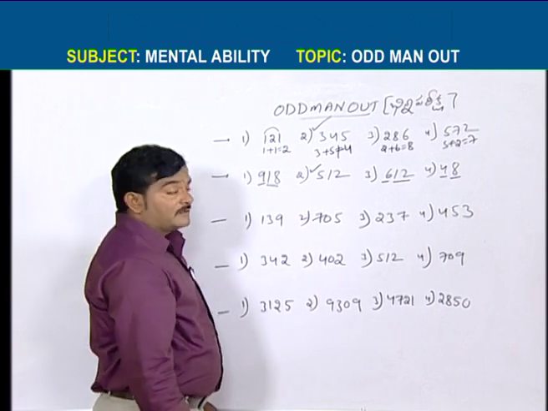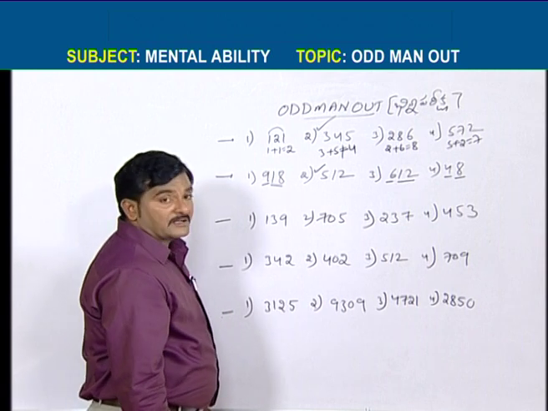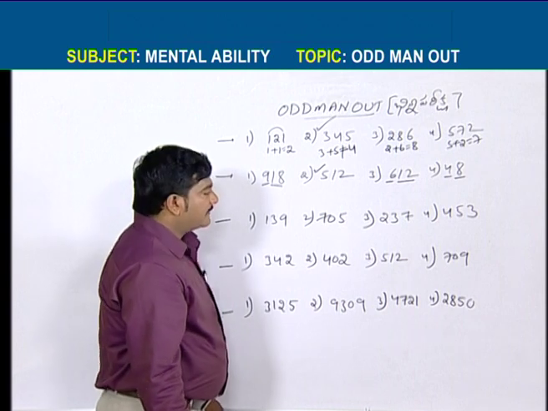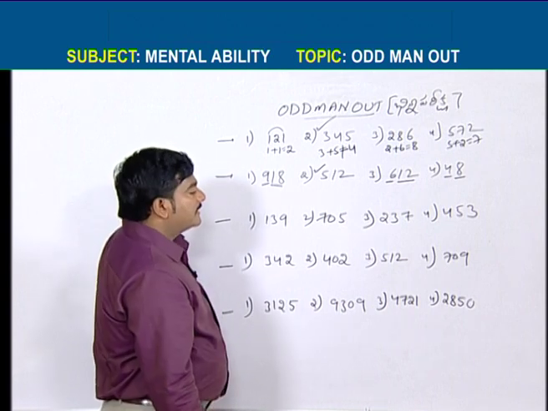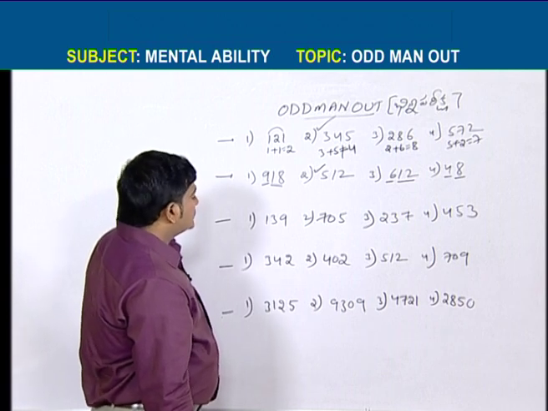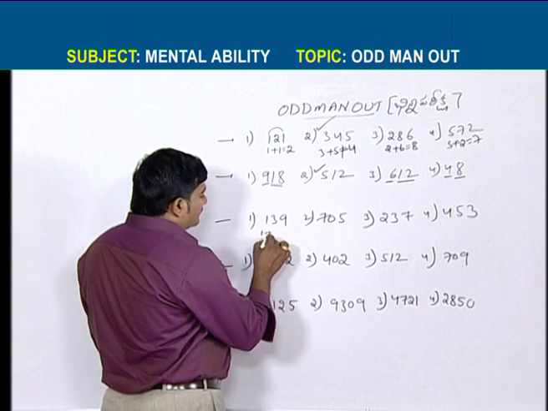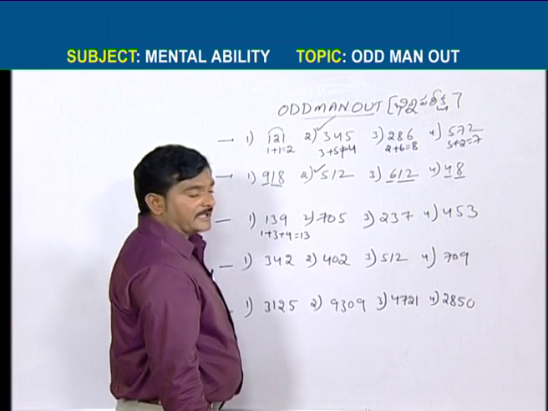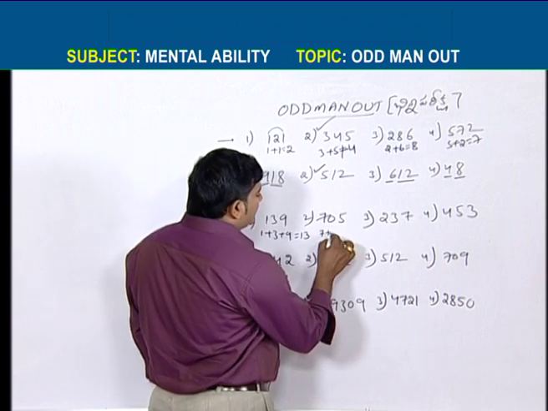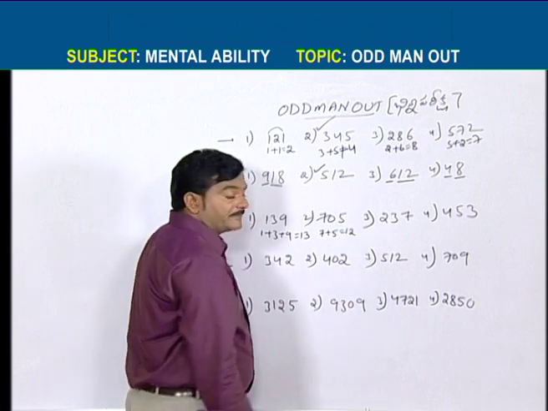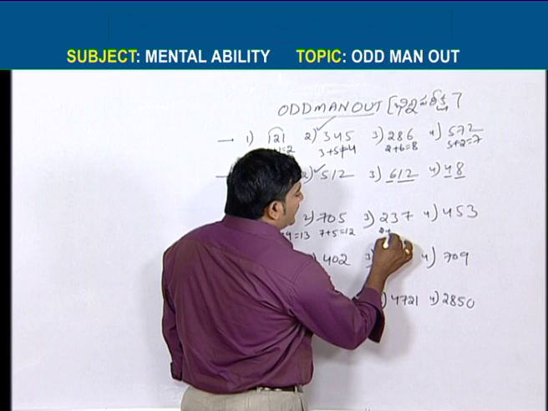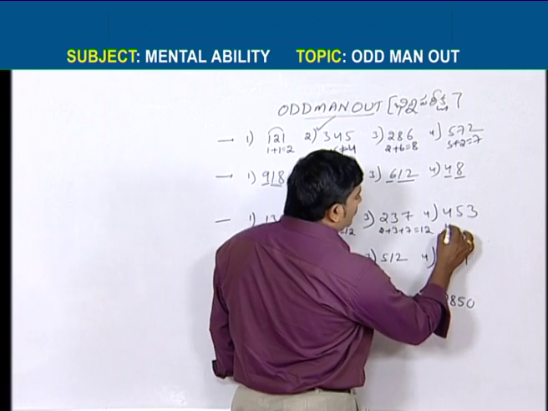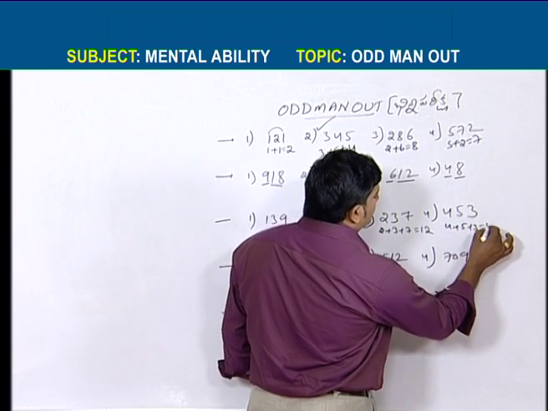Similarly, observe this: 138, 705, 237 and 453. See what is the logic involved in this question. Add all these numbers. 1 plus 3 plus 9, how much am I getting? 13 I am getting. Similarly 7 plus 5, how much am I getting? 12. Similarly 2 plus 3 plus 7, again how much am I getting? 12 I am getting. So what about 4 plus 5 plus 3? I am getting 12.